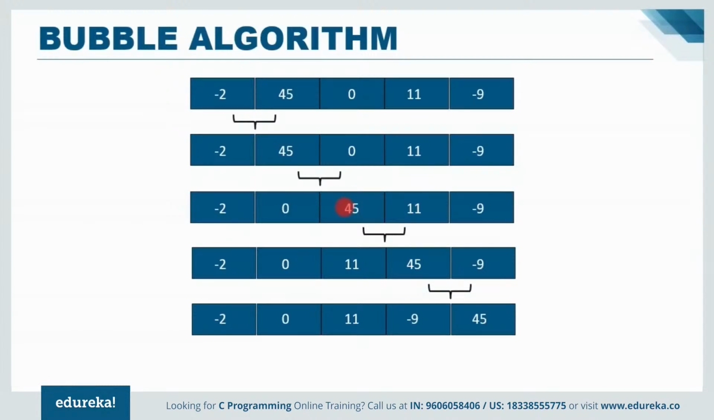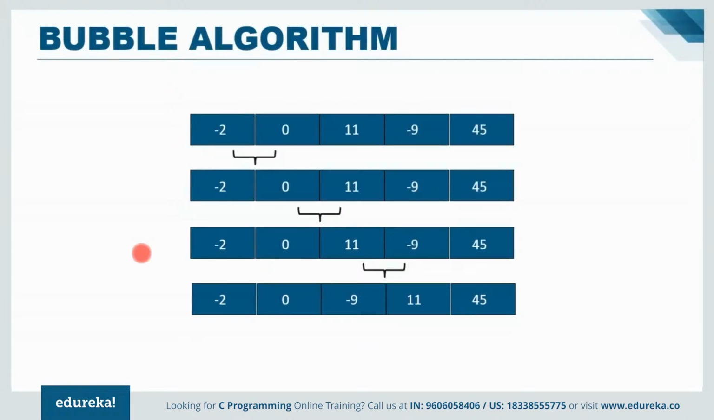11 happens to be the smaller element than 45, so they will be swapped again. And in the last iteration, 45 will be compared with -9, and -9 happens to be the smaller element than 45, so they will be swapped. So this was the first cycle. In this cycle, the elements are arranged to a particular extent, but not completely. So we will follow the next cycle where the elements will be compared again from the starting.